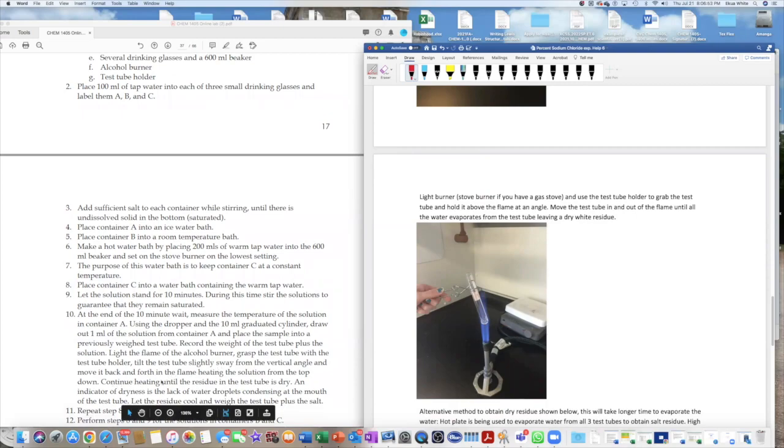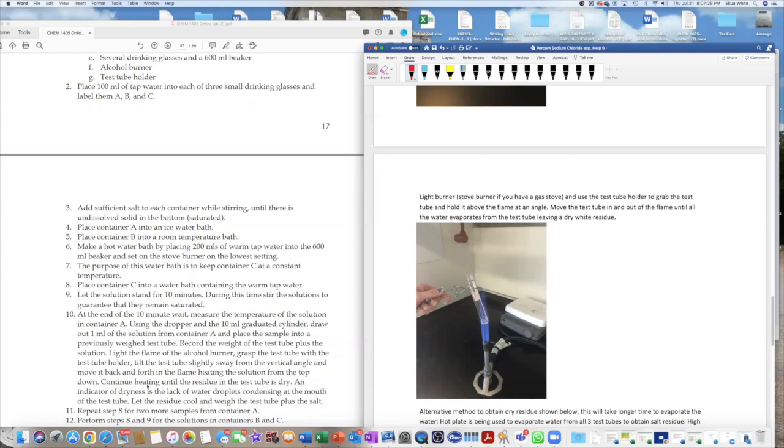Continue heating until the residue in the test tube is dry. So you want to go in and out until the residue in the test tube is dry. So all the liquid will burn off and it'll be evaporated, and you will have just a dry crust, right? Dry salt on the bottom. An indicator of dryness is a lack of water droplets. So they're telling you when you're heating this, make sure you're heating the walls of the test tube also, because sometimes the water evaporates, but then it doesn't leave completely. It sits on the walls of the container. You want the whole test tube to be dry.